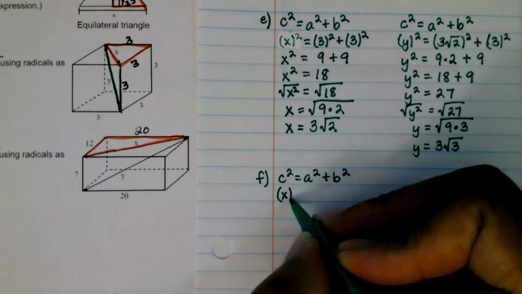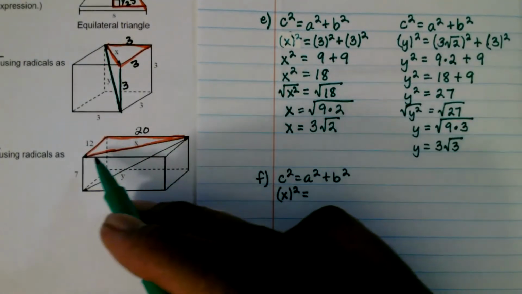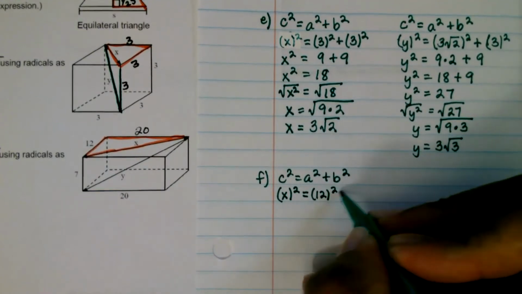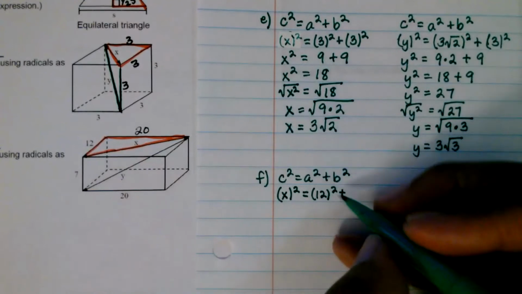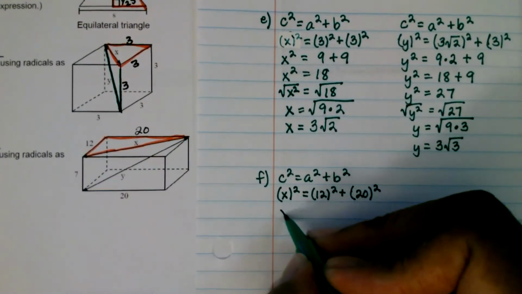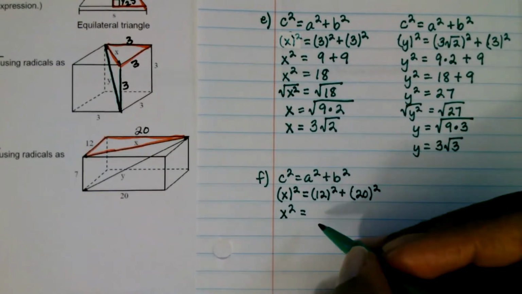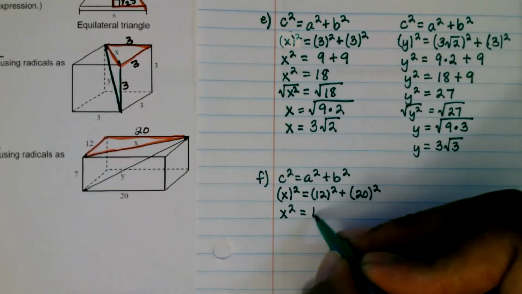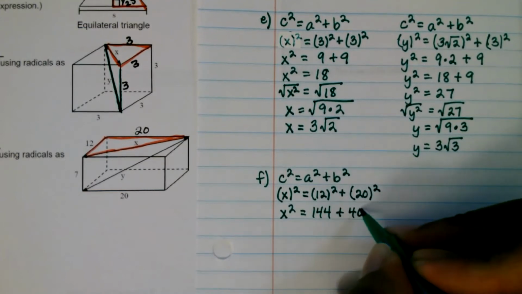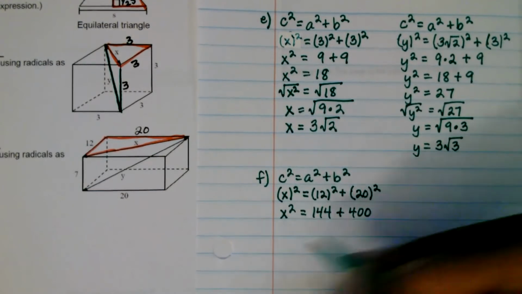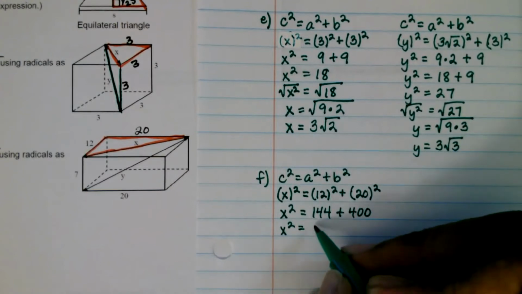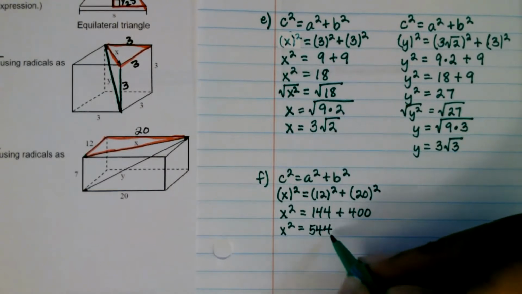So it'll be x, and that's squared, equals a, that's 12, and that's squared, plus b, in this case, it's going to be 20, and that's going to be squared. Well, x times x will be x squared. 12 times 12 is 144, plus 20 squared, 20 times 20, that would be 400. And then x squared would be 144 plus 400, which is 544.